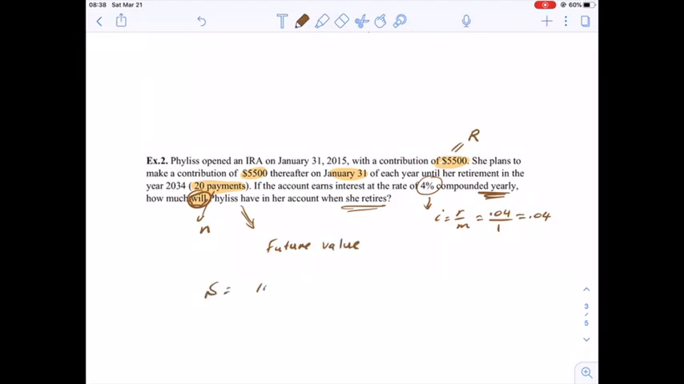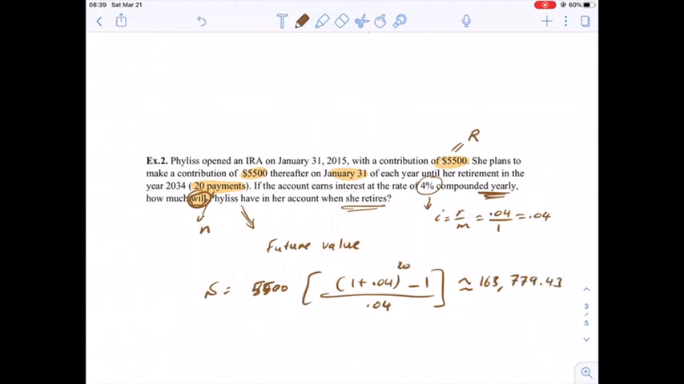So S in this case is 5,500 times 1 plus I, which is 0.04, raised to power N, N is 20, minus 1, over I, 0.04. Using the calculator we get 163,779.43. So this is the amount Phyllis will have in her account when she retires.